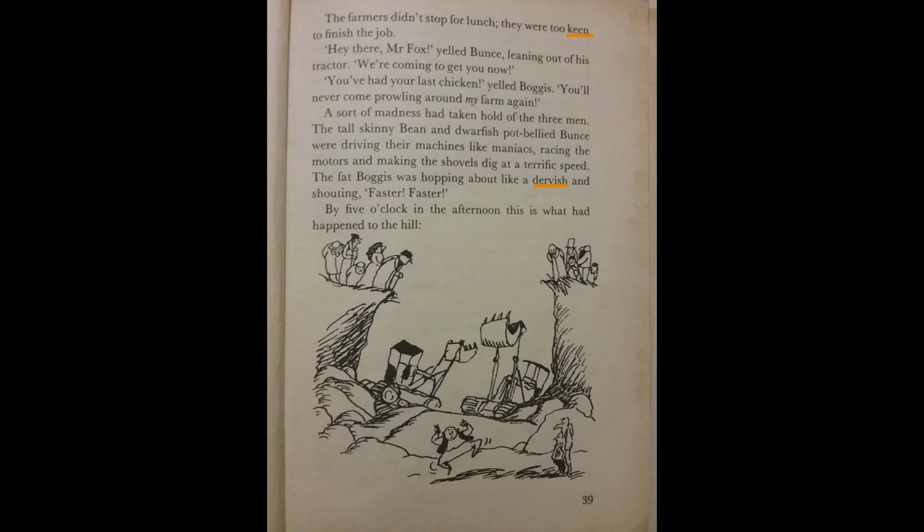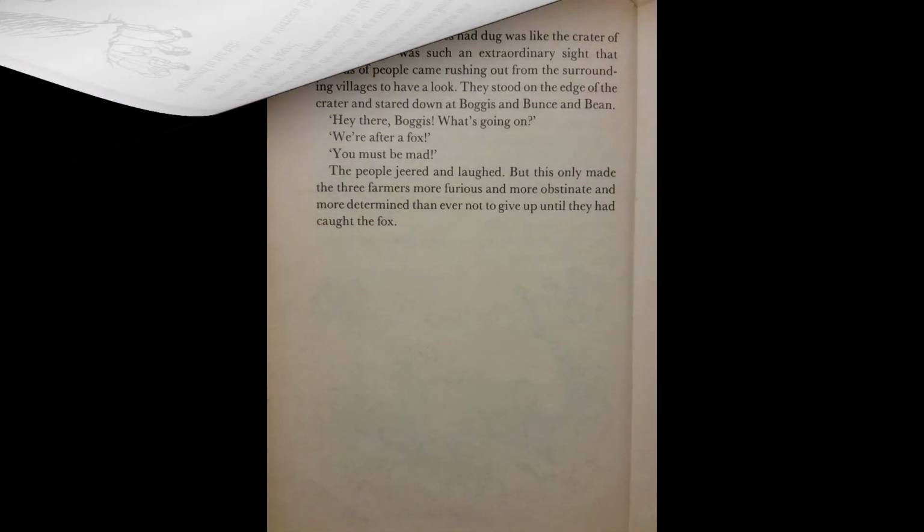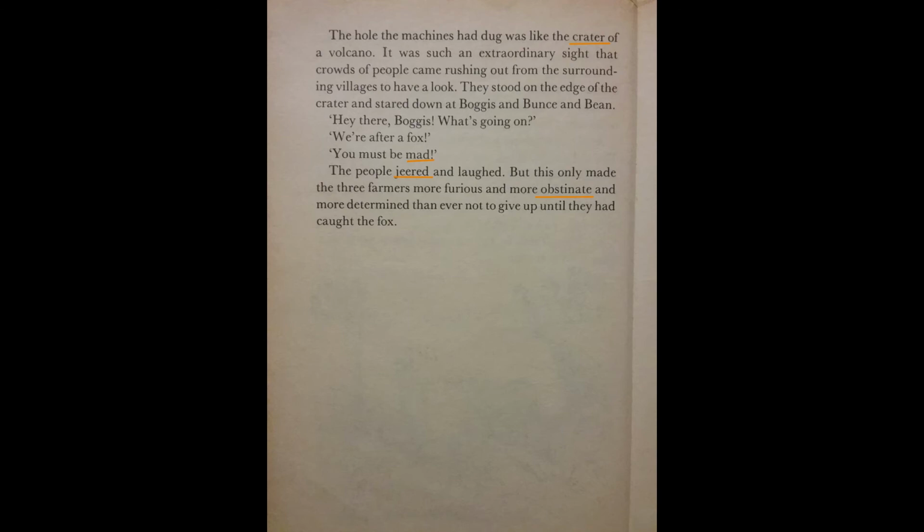A sort of madness had taken hold of the three men. The tall, skinny Bean and dwarfish, pot-bellied Boontz were driving their machines like maniacs, racing the motors and making the shovels dig at a terrific speed. The fat Bogus was hopping about like a dervish and shouting, "Faster! Faster!" By 5 o'clock in the afternoon, this is what had happened to the hill. The hole the machines had dug was like the crater of a volcano.